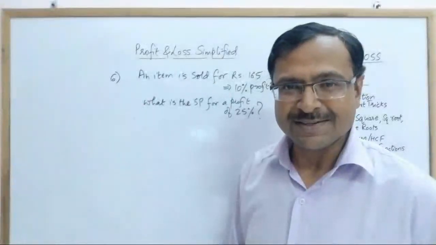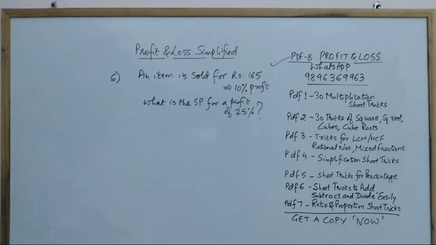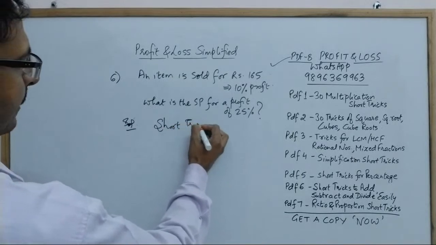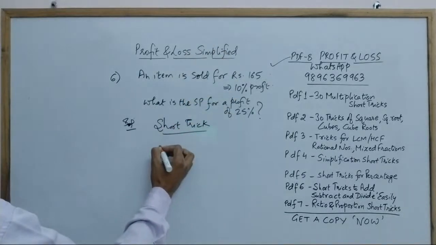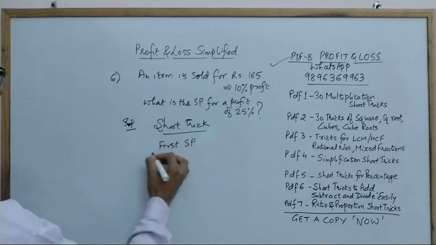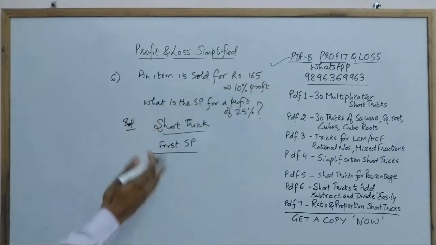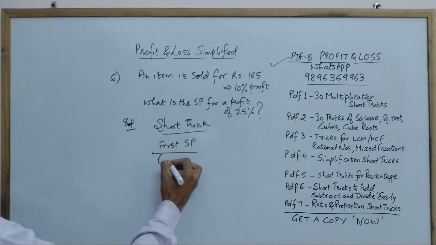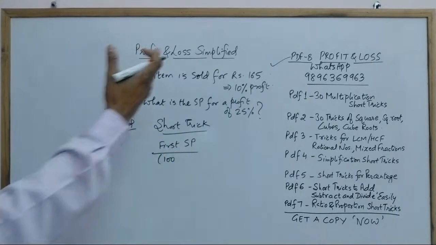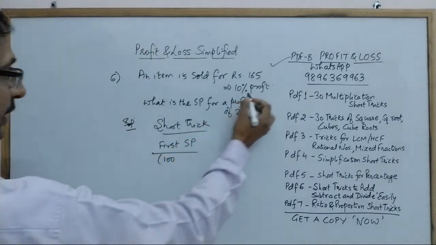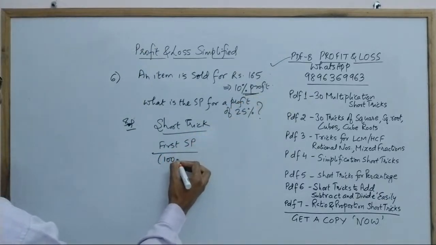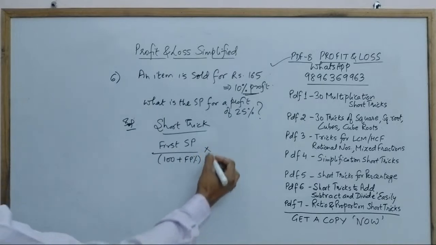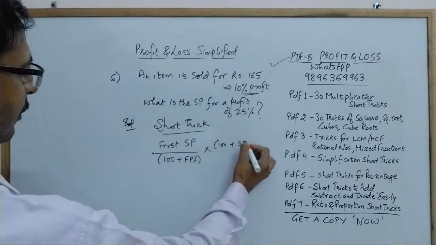Now I'll tell you the shortest possible method, friends. A very short trick. See, solution. The shortest possible method, short trick for this particular question is first SP, that means the first selling price which is given here, upon 100. Now there is a profit there, so the first profit comes in the denominator: 100 plus first profit percent, multiplied by 100 plus second profit percent.